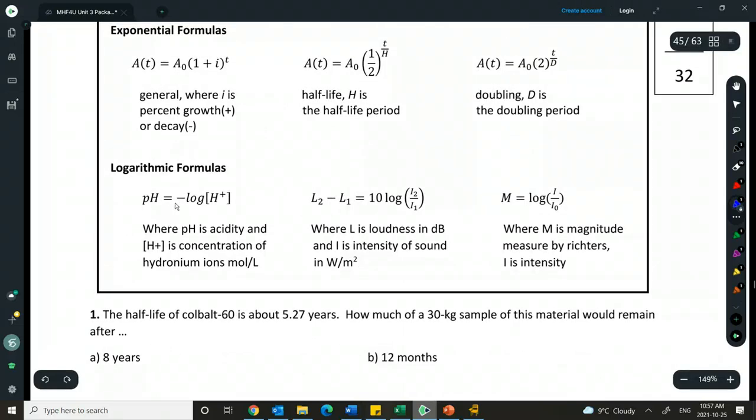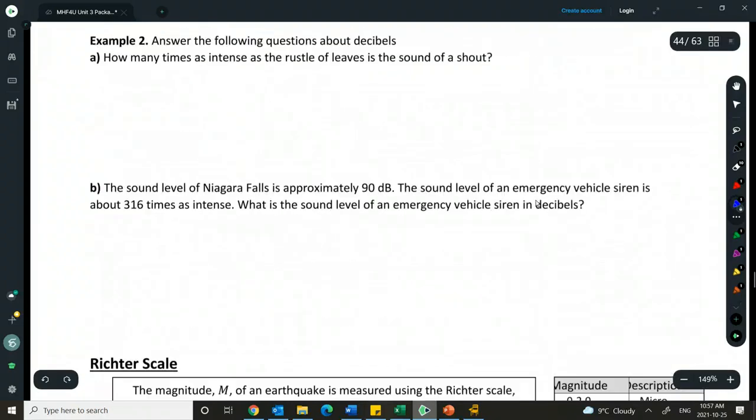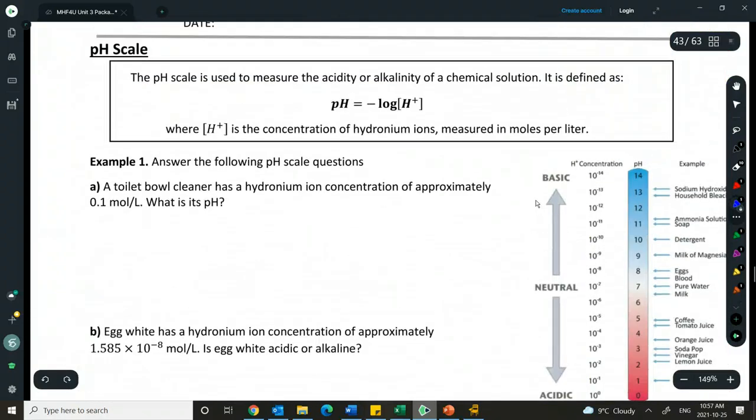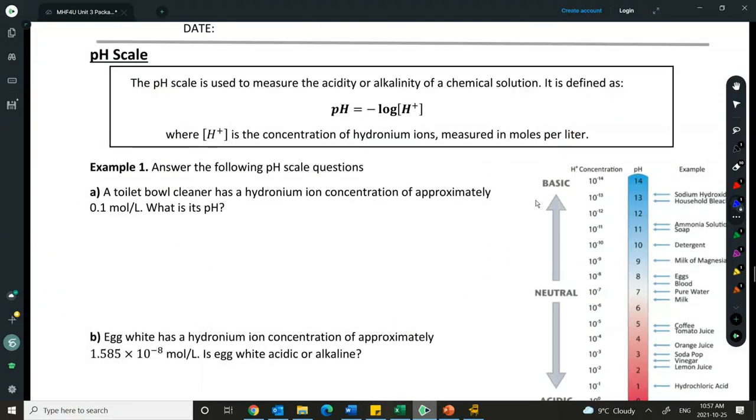I'm going to introduce 3 new formulas to you today, the logarithmic formulas, for applications of logarithms. Okay, so that's just what we're going to go over today. So the first application of logarithms is pH. And many of you have probably seen this in your chemistry classes if you take chemistry.